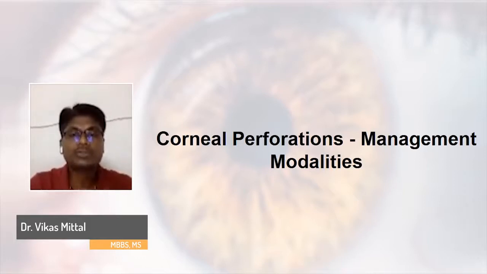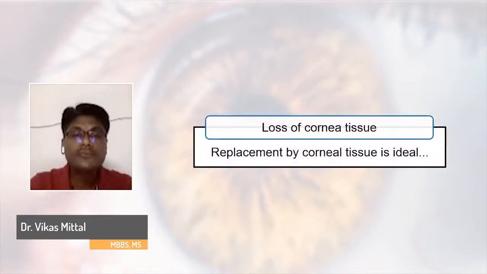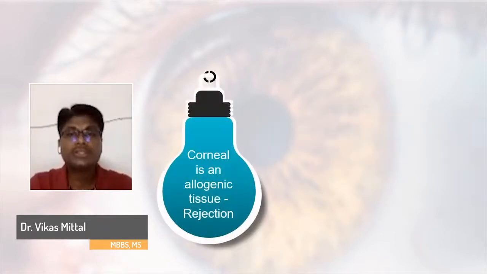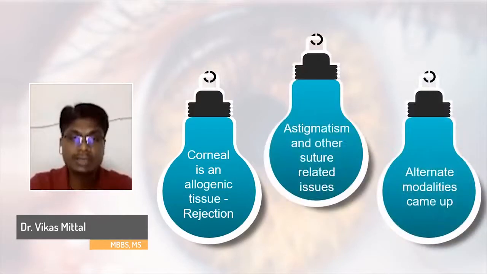How do we choose that? All those things, and I'm sure that you'll be able to do it yourself. So if there's a perforation, that means there's a loss of corneal tissue. If there's a loss of corneal tissue, the replacement by corneal tissue would be ideal. So that is an ideal case scenario. But we know cornea is an allogenic tissue, so there will be rejections. And for a small perforation, if you do a lot of sutures, then there will be suture-related astigmatism, suture-related infiltrates, and all those things.